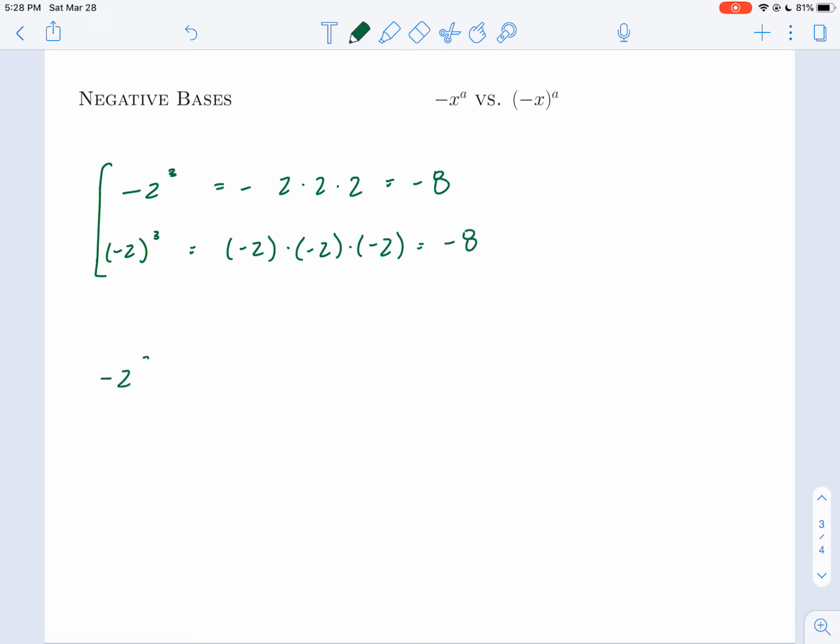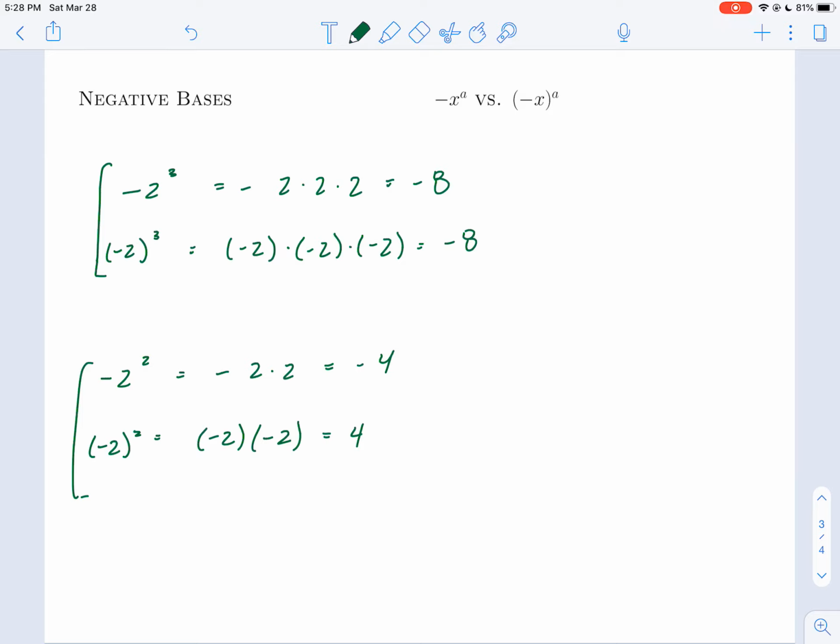So if I do negative 2 to the 2nd, again without the parentheses first, I'll leave the negative out front, do 2 times 2, that'll give me a negative 4. This time, if I throw in those parentheses, if I have -2 times -2 like this, I'm going to end up with a positive 4.